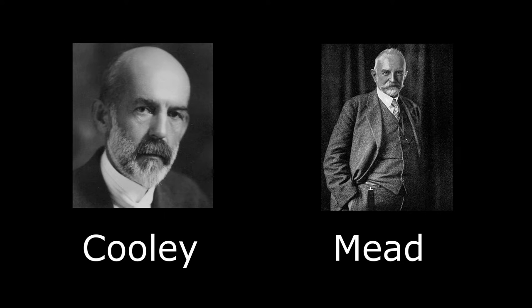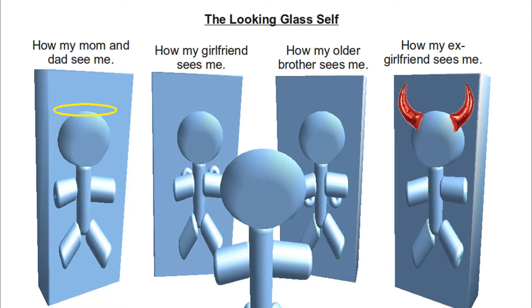The role of the environment plays less of a role in their theories as compared to Charles Cooley and George Herbert Mead. Charles Cooley was a sociologist who believed that people's sense of self was constructed by those around them. A person's sense of self solidified more and more as the individual recognized how other people viewed them. Cooley called this ability to see yourself through the eyes of others the looking glass self.